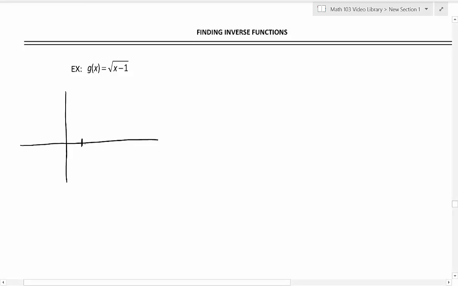So this g of x, that's our square root function, but it's been shifted to the right 1 unit. So it looks like this. We don't need every point on the graph. We just really need the starting point and the ending point. We'll use the vertical and horizontal line test to determine whether or not this is a one-to-one function. You'll notice that this passes both tests. So this is indeed a one-to-one function. That means we should be able to find the inverse.